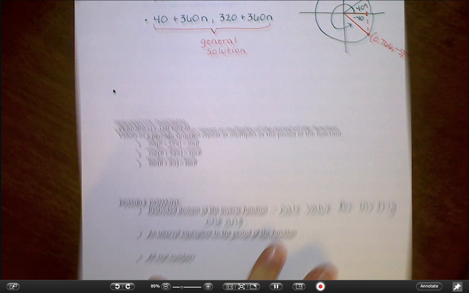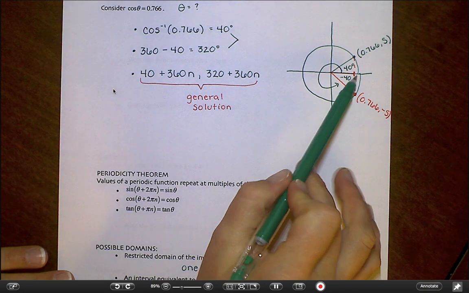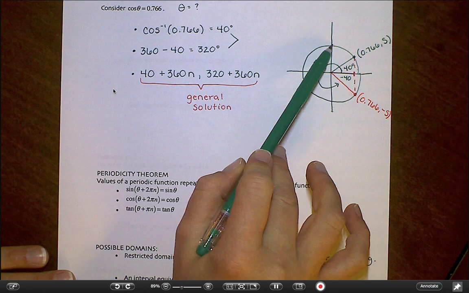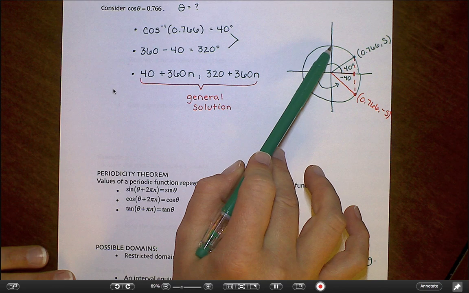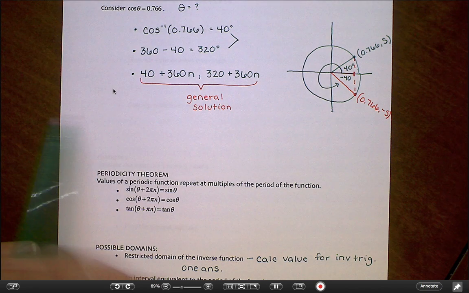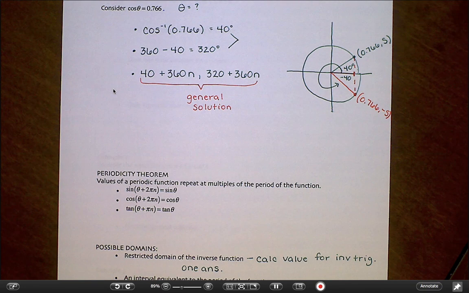That whole restricted domain thing is just talking about the fact that where is your calculator going to pull its numbers from? Typically it's this first quadrant, okay? Depending on the value you type in, it may pull from either the second quadrant or this quadrant down here, but it's only going to give you one answer.